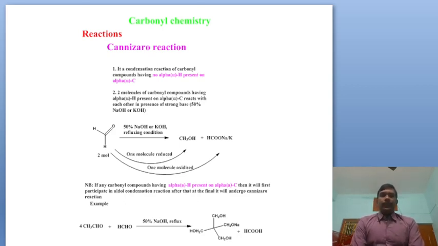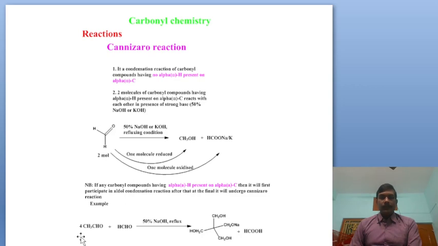If we do the Cannizzaro reaction with formaldehyde, one molecule of formaldehyde will be oxidized to the salt of formic acid. This is the salt of formic acid. One molecule is oxidized and the other molecule is reduced to its primary alcohol. This is the Cannizzaro reaction.